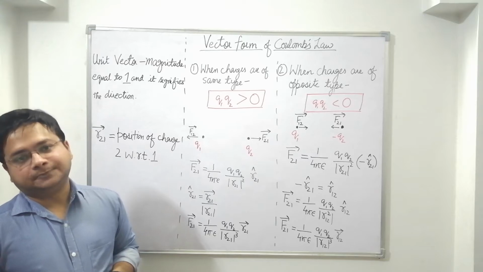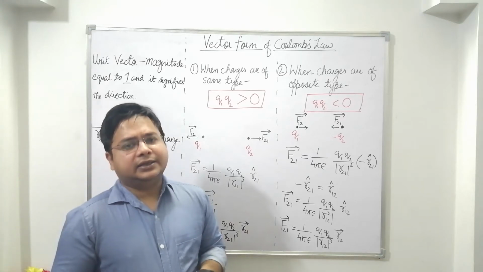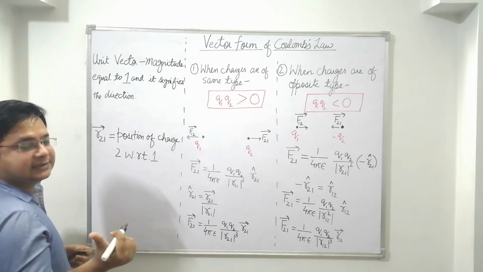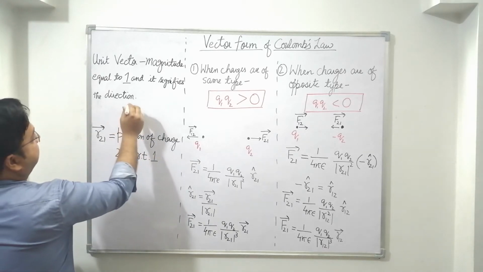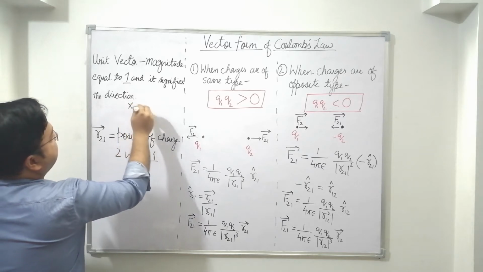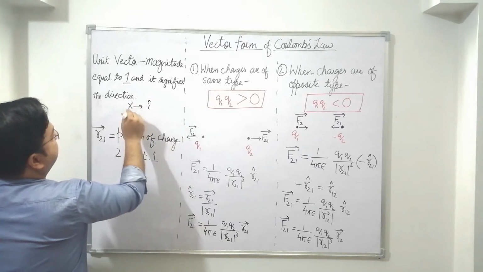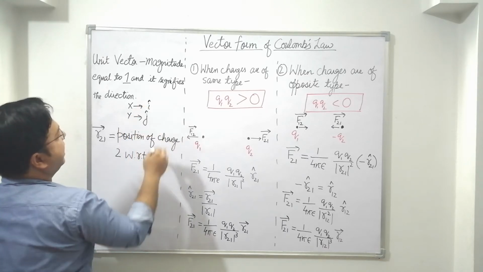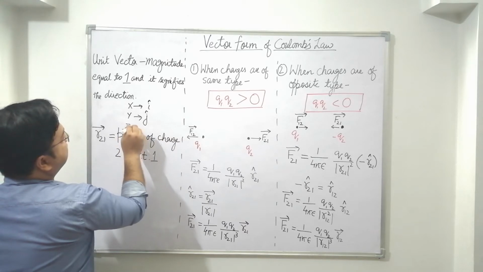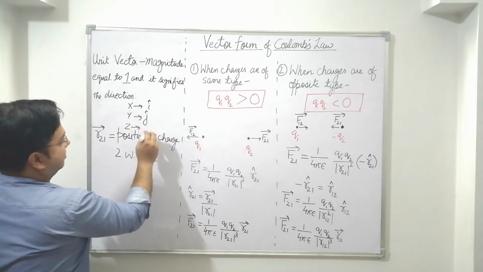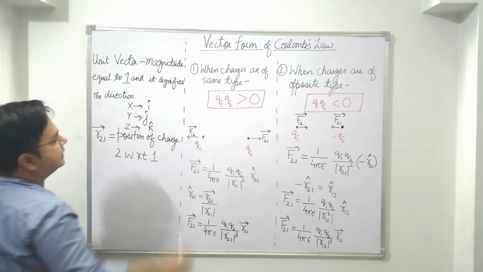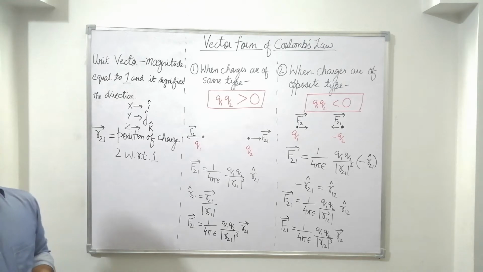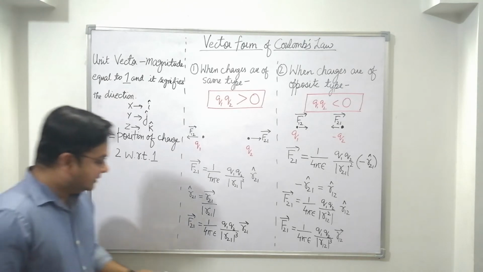they are basically used to signify the direction of whichever quantity they are associated with. For example, we have studied unit vectors along the x-axis, which is denoted by i cap. Along the y-axis it is j cap, and along the z-axis the unit vector is k cap. So these are the standard notations of unit vectors which act along the x-axis, y-axis or z-axis.